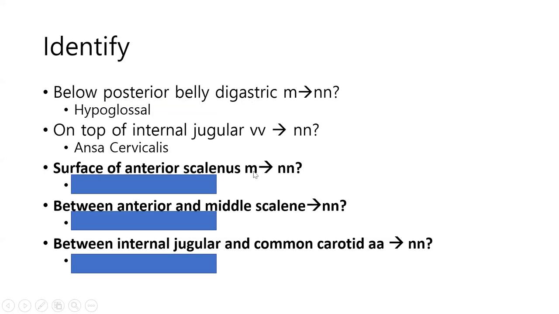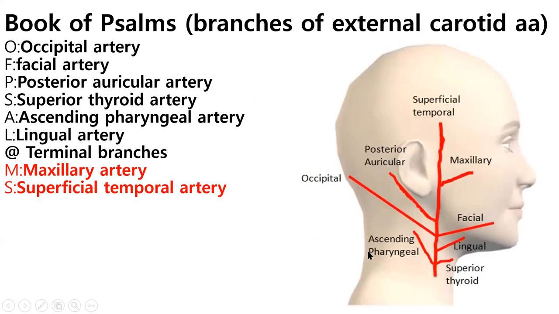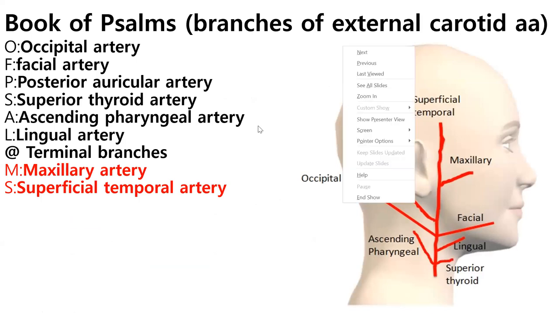Okay. What is the phrenic? I mean, this one, we know this one. I hope he asked us that one. Brachial plexus. Vagus. Okay. I didn't like this one as much as his other one.